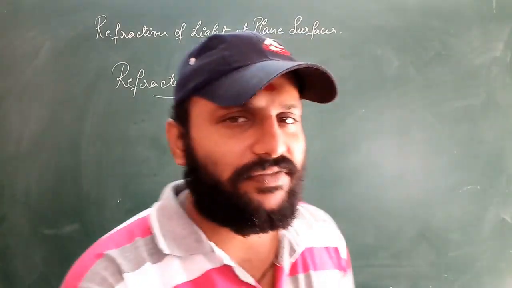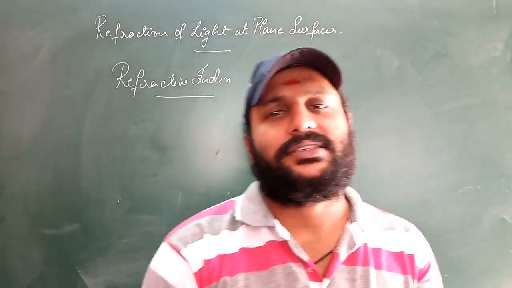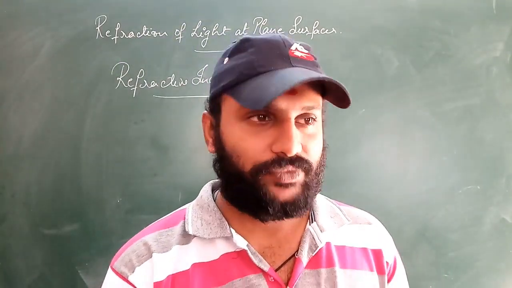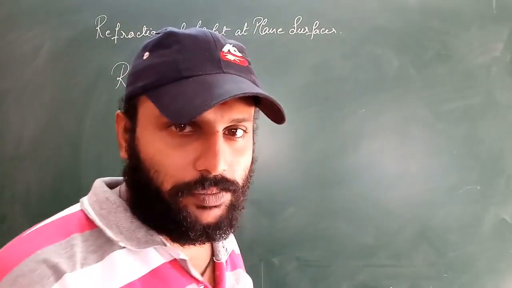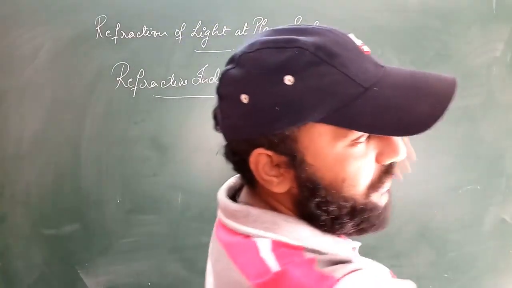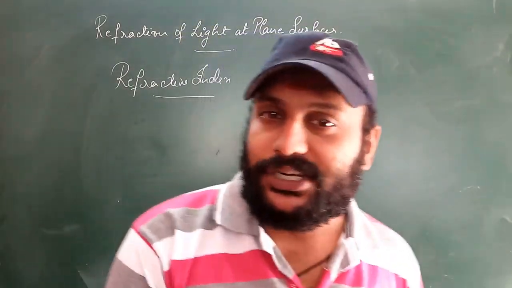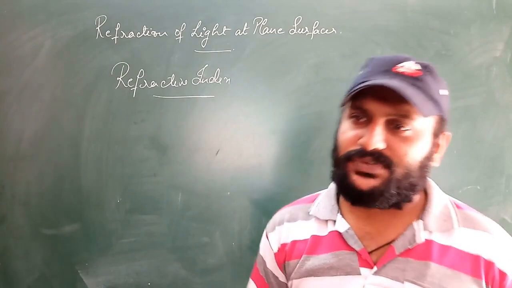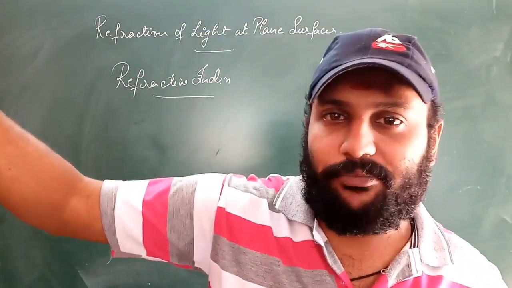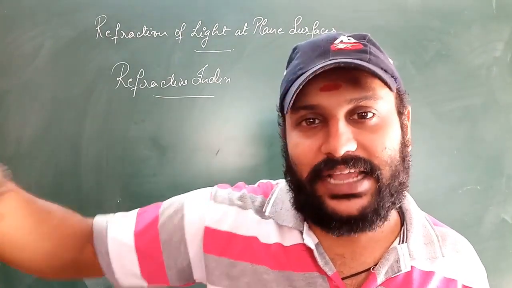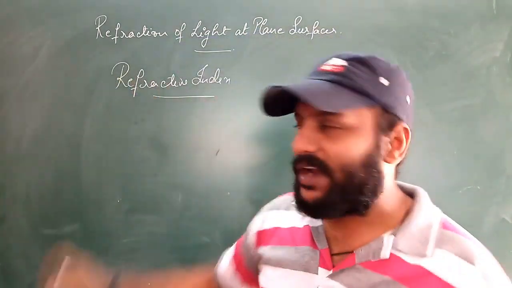What does the refractive index tell about? Refractive index tells about the property of the medium, as we have seen. If it is a denser medium, the light ray bends towards the normal. If it is a rarer medium, the light ray bends away from the normal. So refraction depends upon the refractive index, which tells about the property of the medium, to what extent the light ray can bend, to what extent the light ray can change its direction.